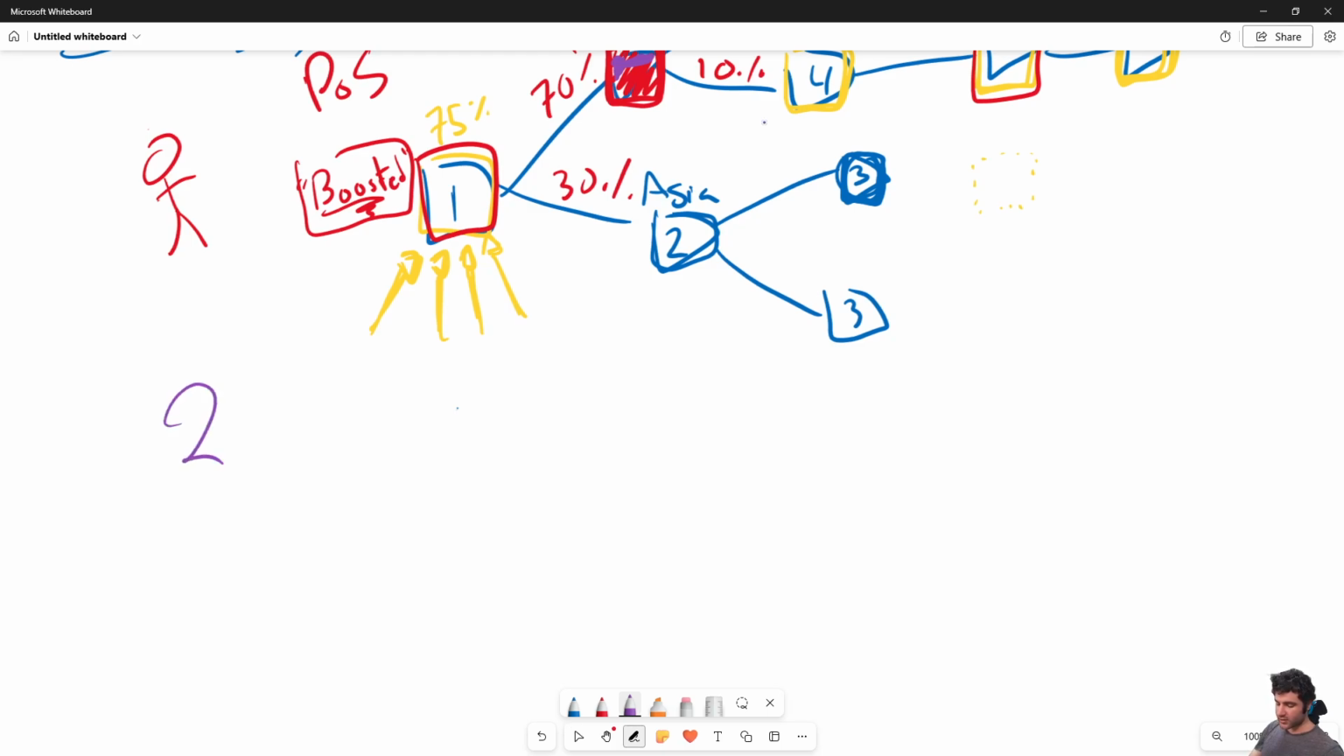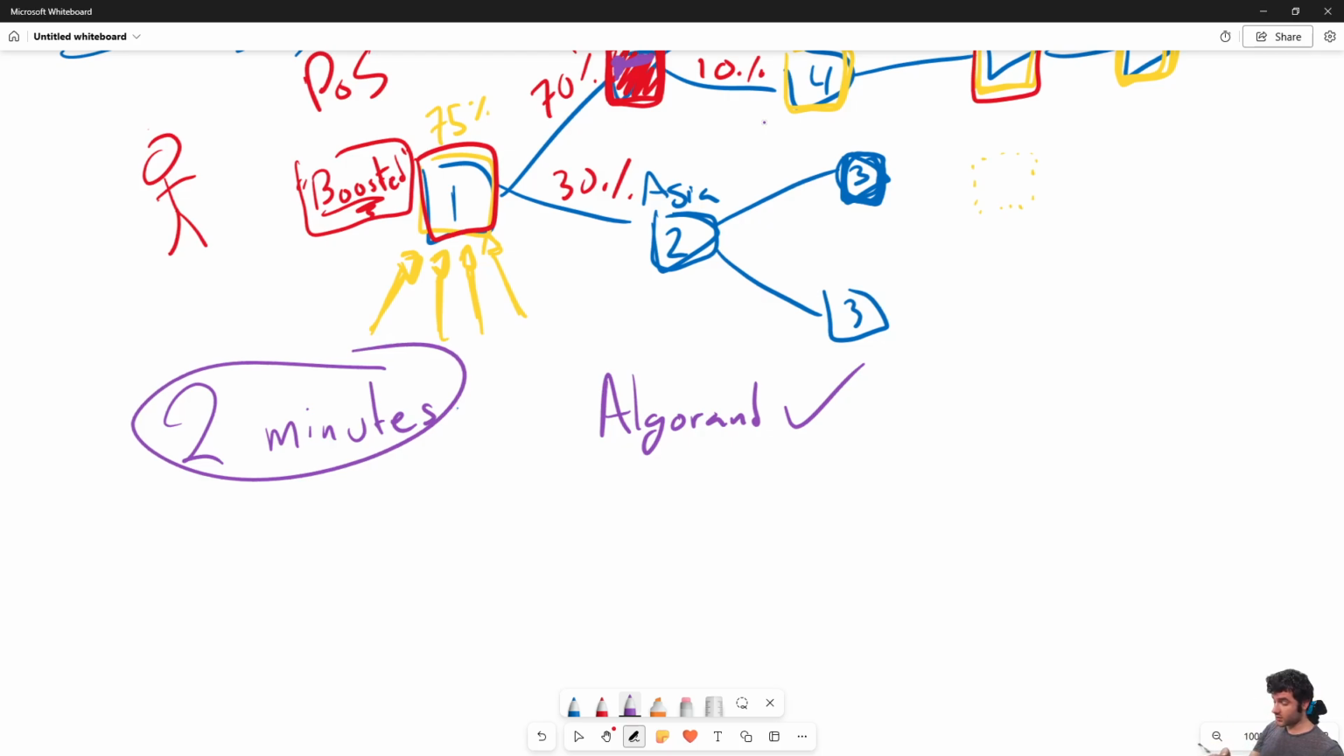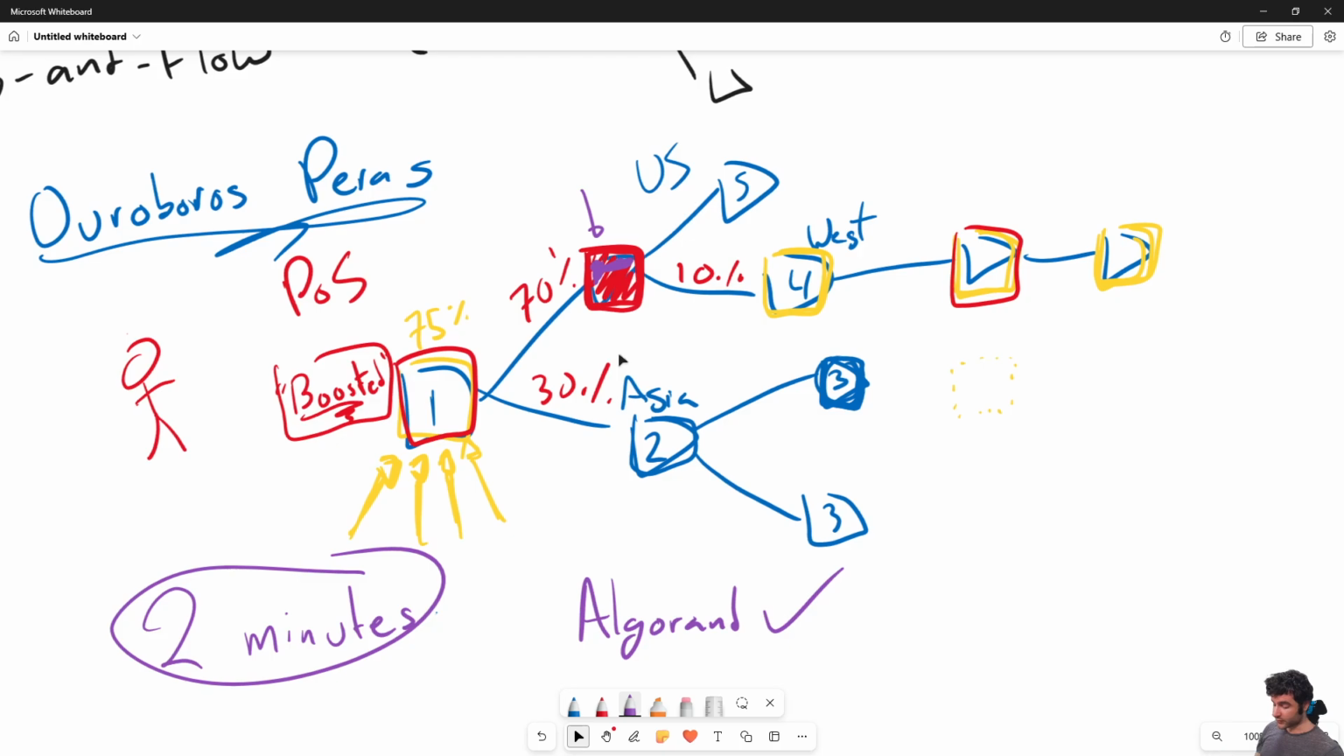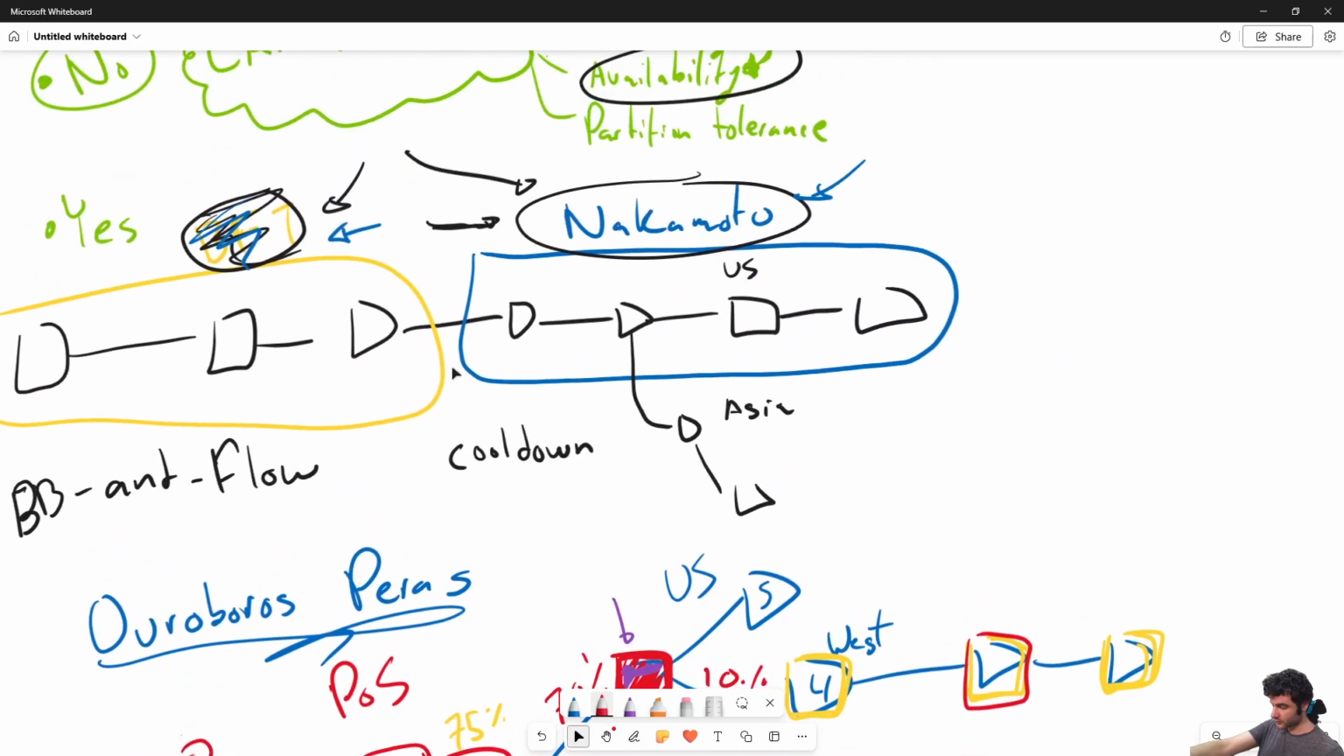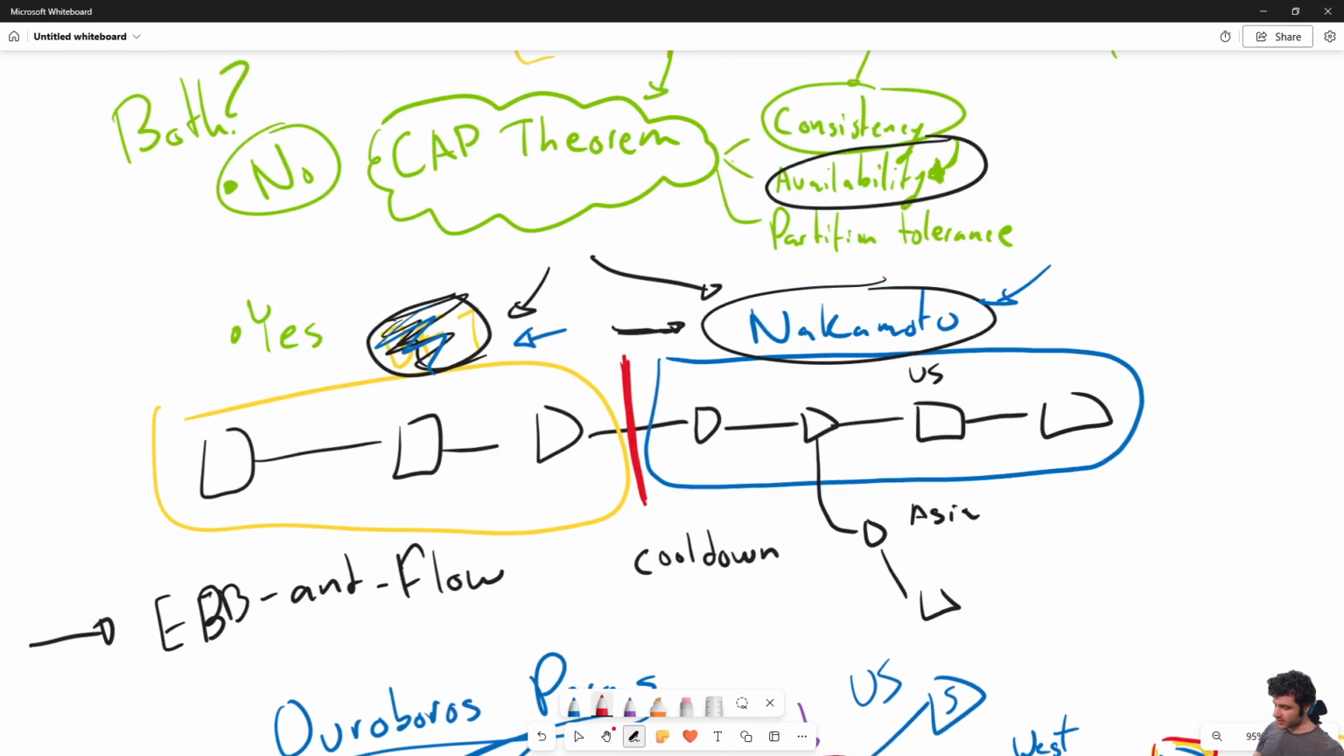Well, in Ouroboros Peras, that's approximately 2 minutes. You might think, well, 2 minutes, that's still not super fast, right? So, for example, Algorand has block times of, I think, 3 seconds. I don't remember, I think maybe they moved it slightly under 3 seconds, but pretty fast, and they get instant finality, right? So why do we have to wait 2 minutes? And the reason why is because the faster you have the boosting, the faster the finality you get. So remember, we had this graph here where at some point we transitioned from the Nakamoto style system to the BFT consensus, right?